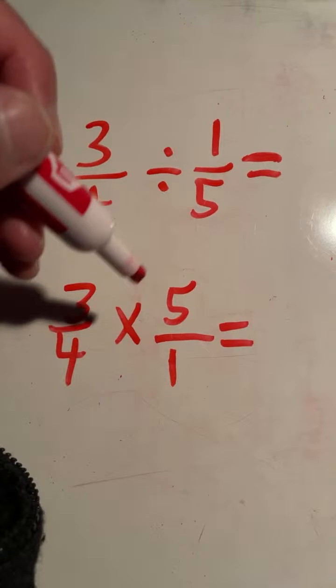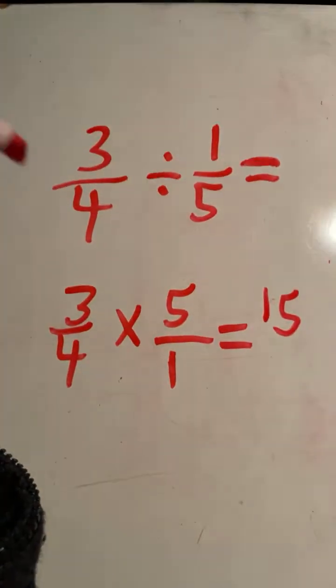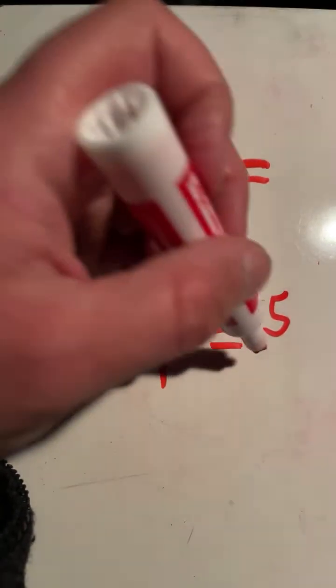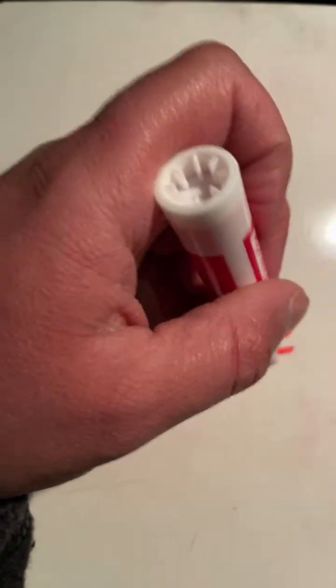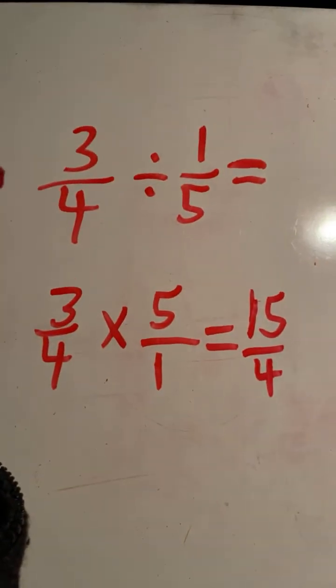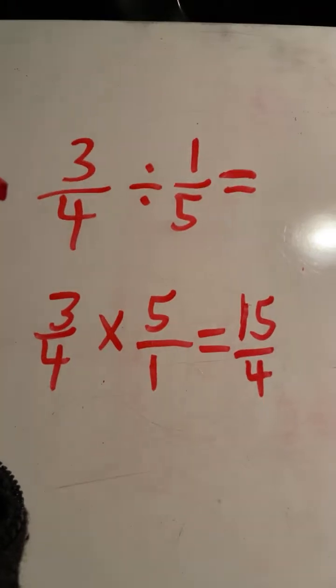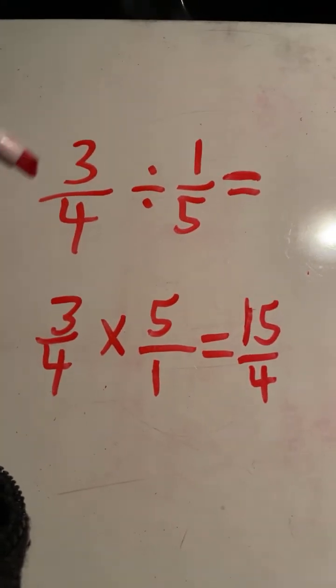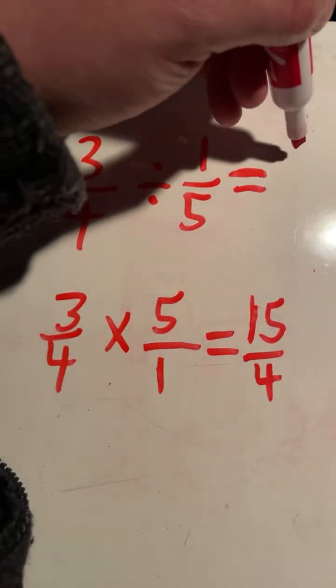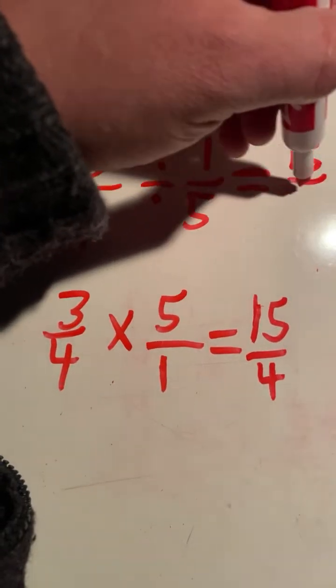3 times 5 equals 15. 4 times 1 equals 4. And we have our final answer. 3/4 divided by 1/5 equals 15/4.